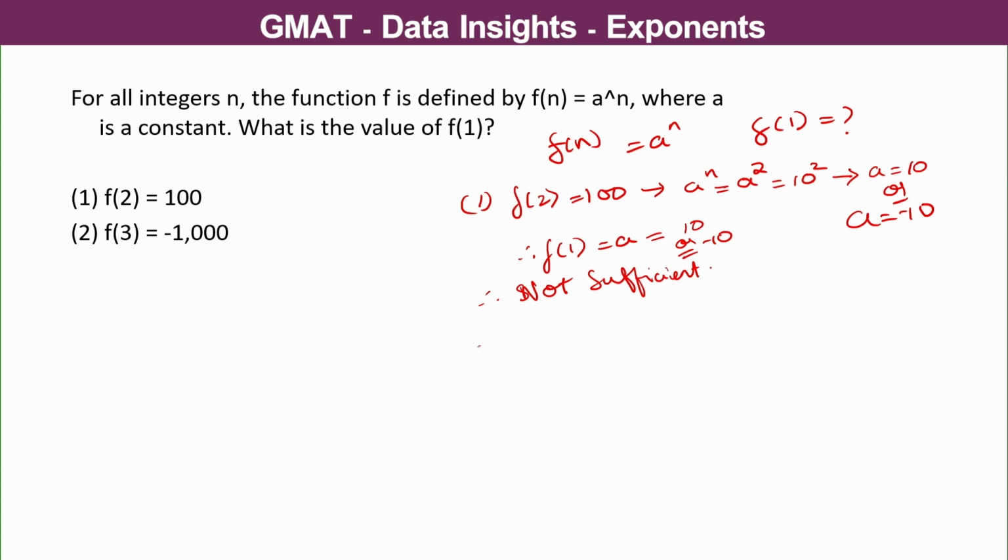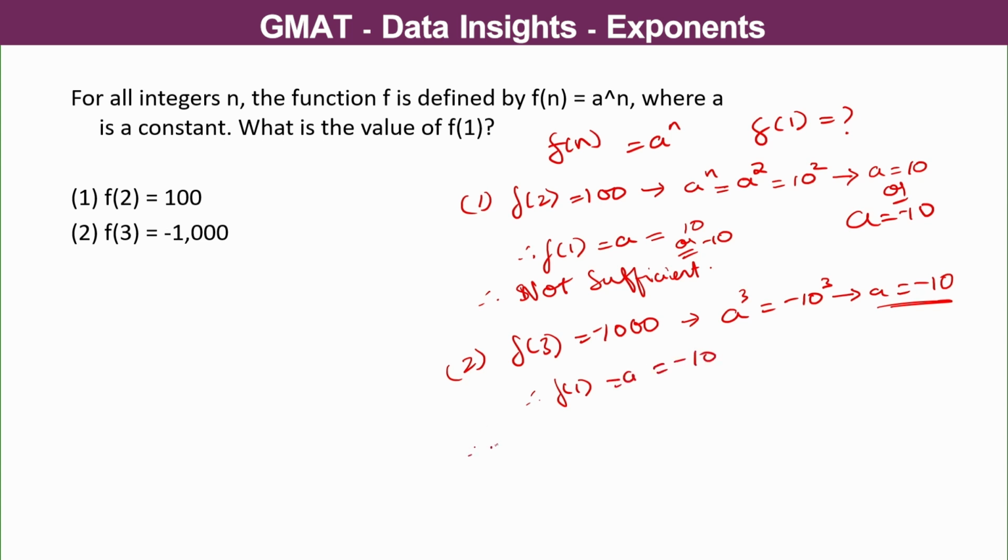The second piece of information says that f of 3 is minus 1000. So this means that a to the power of 3 is equal to minus 10 to the power of 3. This will definitely mean that a is equal to minus 10. a cannot be plus 10. Therefore f of 1 is equal to a is equal to minus 10. Therefore this piece of information is sufficient to answer the question. Hence the answer is option B, where statement 2 alone is sufficient but statement 1 alone is not sufficient to answer the question. Let's look at this next question.